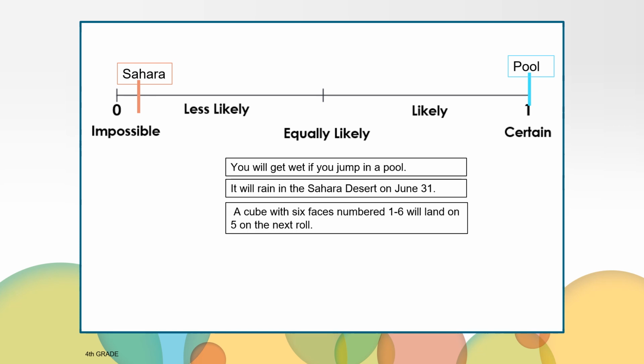A cube with 6 faces, numbered 1 through 6, will land on 5 on the next roll. 5 is 1 out of 6 possible outcomes. That means it's pretty unlikely that I will roll a 5. I put that one about halfway between impossible and equally likely.